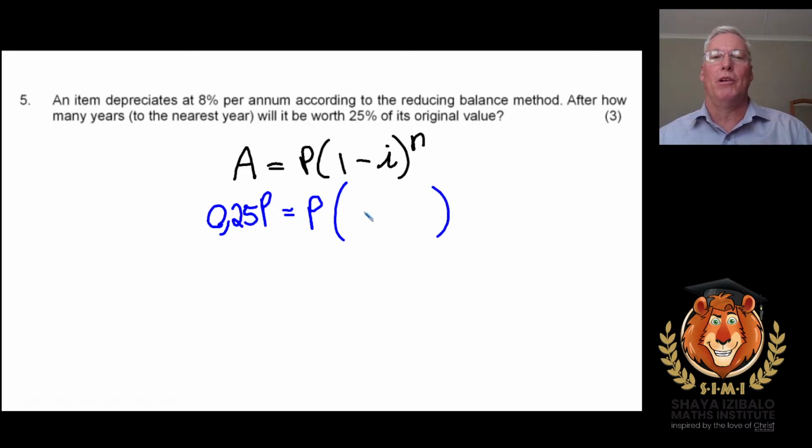We're sticking with variables. Remember that the depreciation is 0.08. Be careful, a common error people make is they think 8% is 0.8. 0.8 is 80%. All right, and this is to the power of n.